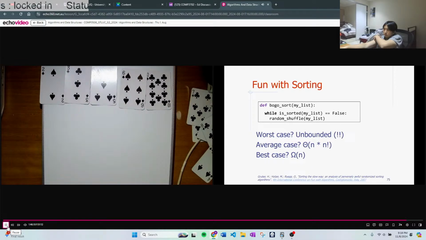Interesting case here. The worst case is unbounded because you're never guaranteed to generate the right permutation of the list if you're using randomization. The average case is theta of n times n factorial. The best case is omega n. So these are different, that's new, okay?